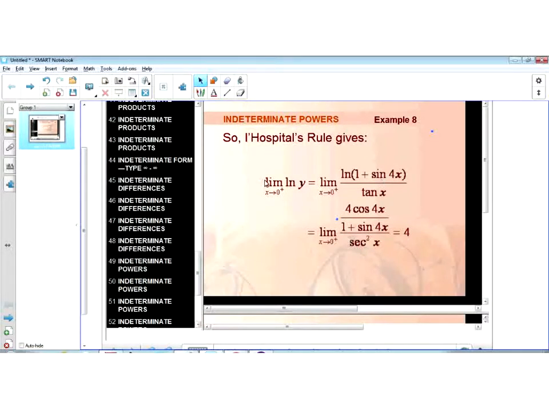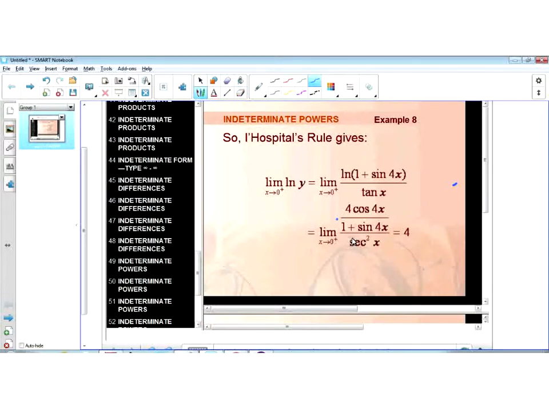So here you go. The limit as x approaches 0 from the right of natural log of y is equal to the limit as x approaches 0 from the right of this function. Now we can use L'Hopital's rule, taking the derivative of the numerator. Remember, when you take the derivative of a natural log of a function, its derivative is the derivative of the function divided by the function. Remember that little rubric for taking the derivative of the natural log of a function. So the derivative of the function is 4 cosine 4x by the chain rule, divided by the function itself, and then we take the derivative of the tan x, which is secant squared x.